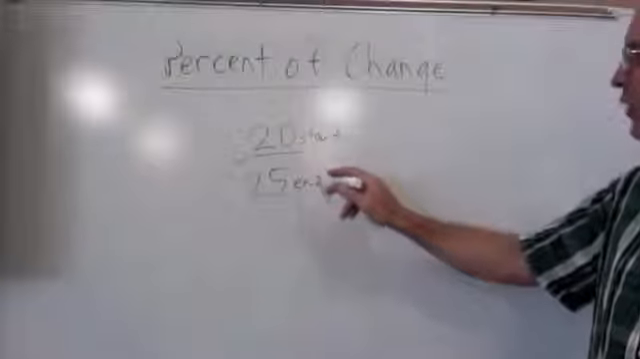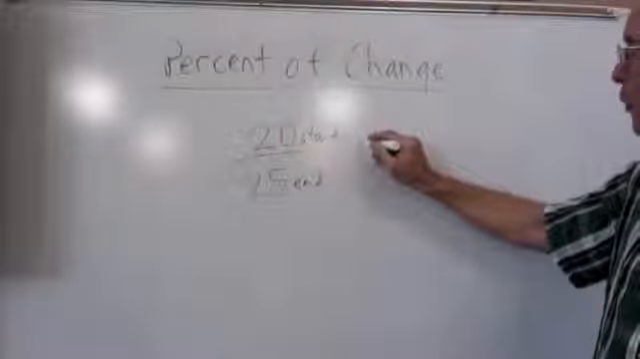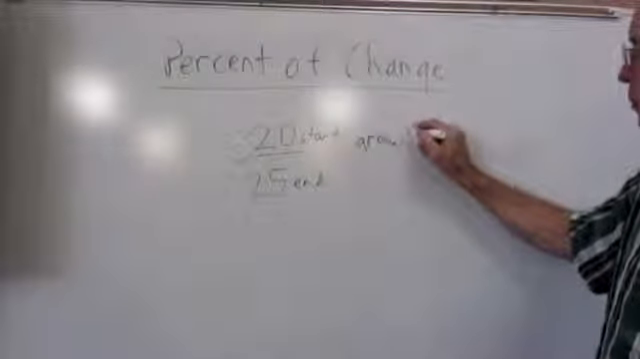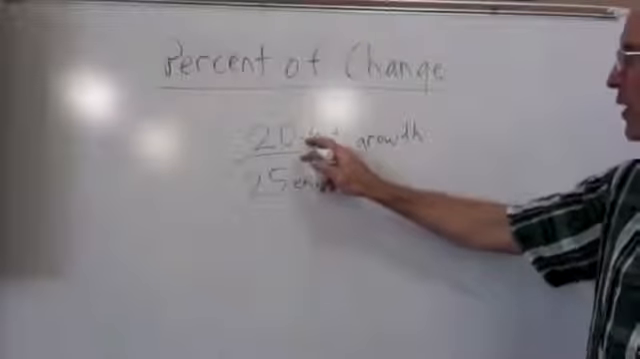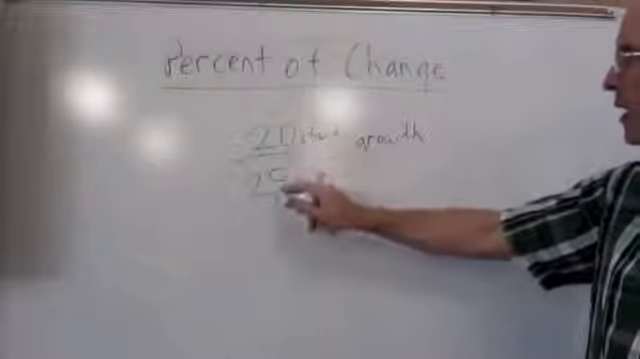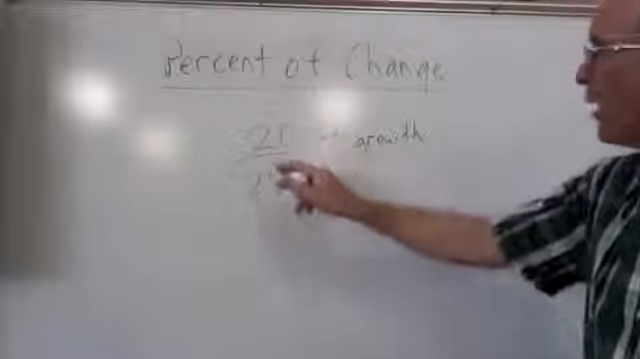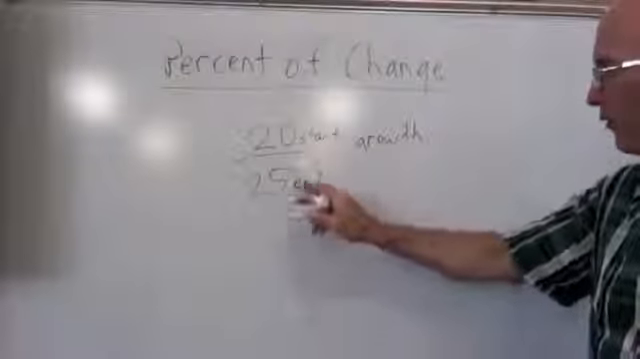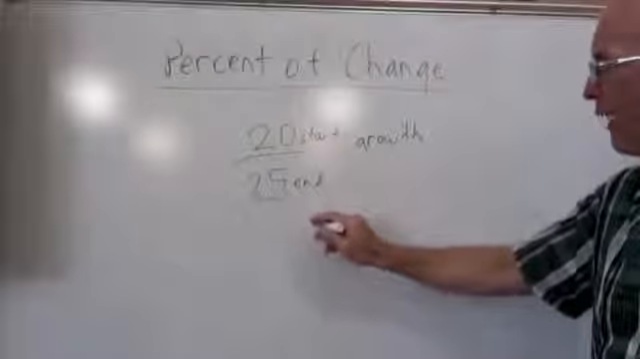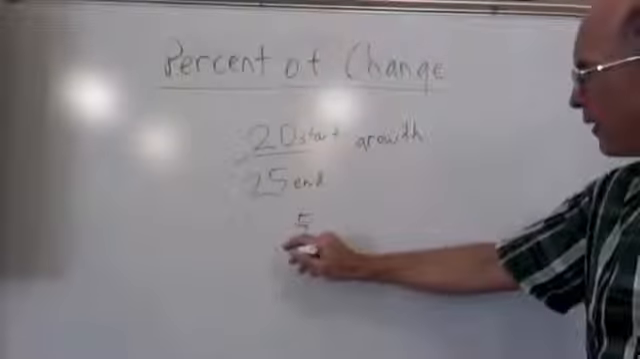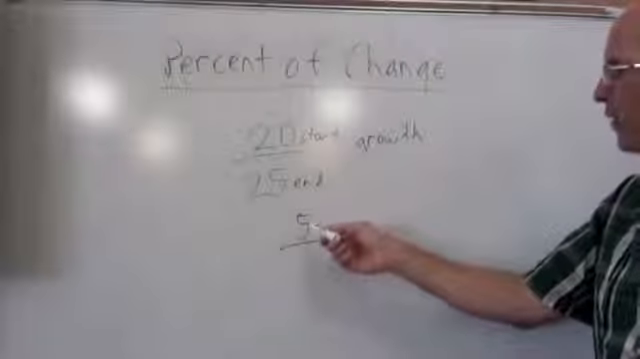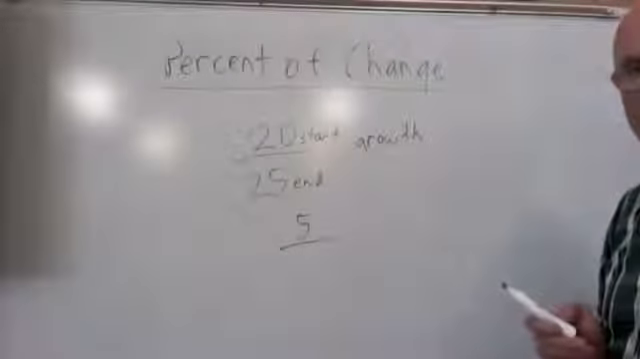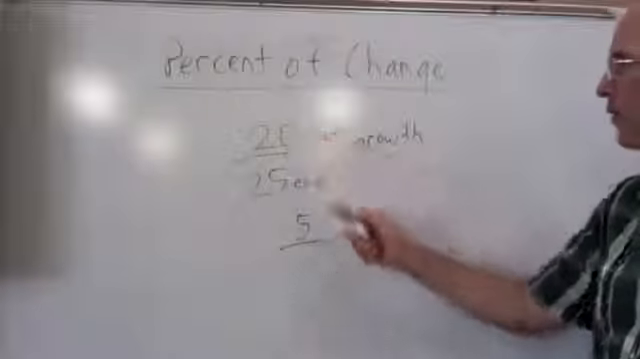So this is going to be what's called a percent of growth problem, or a percent of increase, because we've started with a certain amount and we end up with more. We end up with, if you can figure it out with this hard math, $5 extra. Well, the percentage of change, all we're going to do is take the amount that you have increased or decreased, and put that over the original amount.